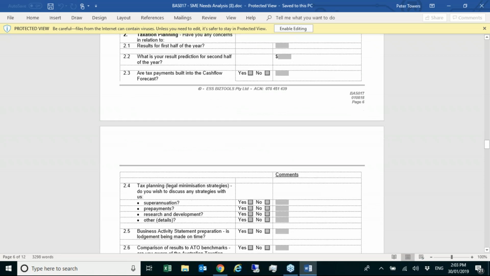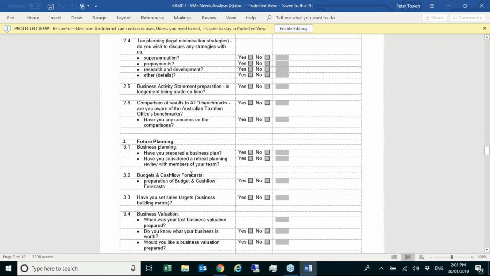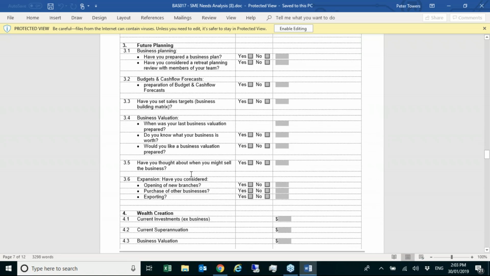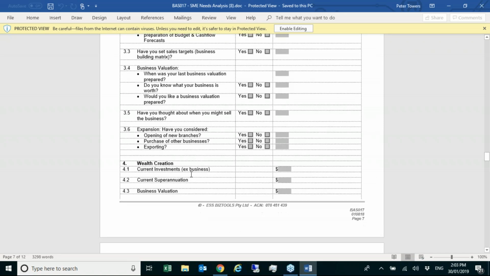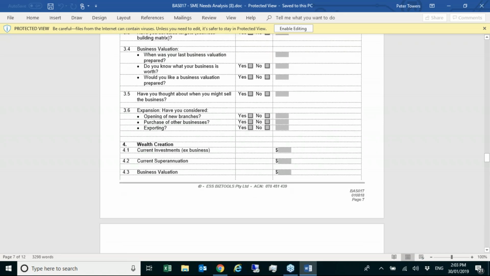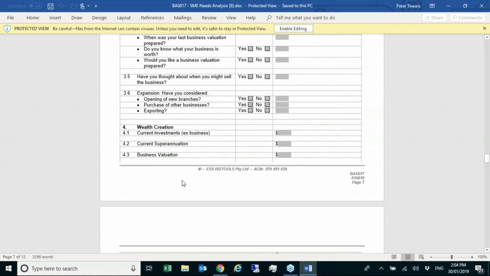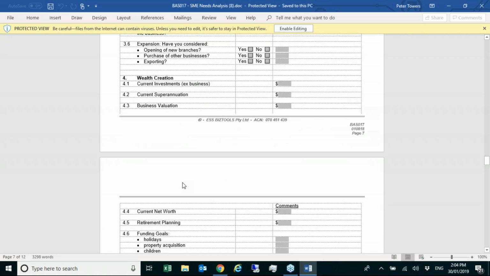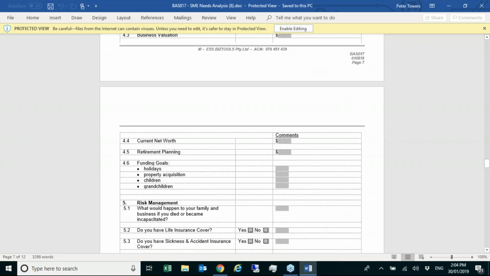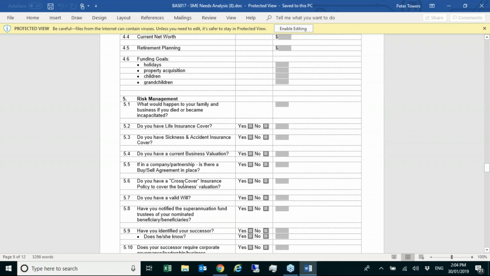Then we move into taxation planning. Then we move into the futuristic stuff, some of which we might have covered, but do they know what their business is worth? I think it's a good idea to have the business valued every year and show them what their wealth position changed in the last 12 months, because it might not all be shown in the P&L account. There could have been other external factors, risk management, and so on.